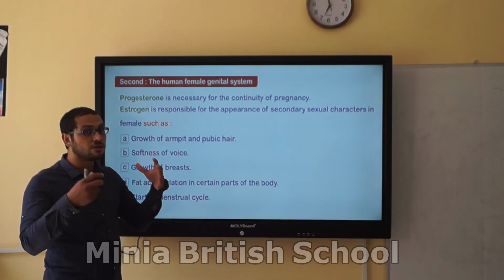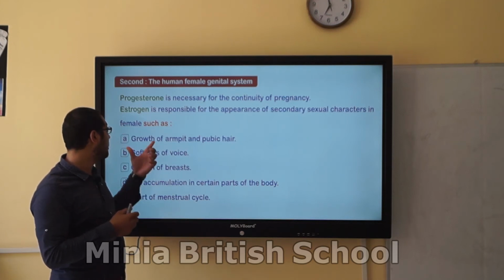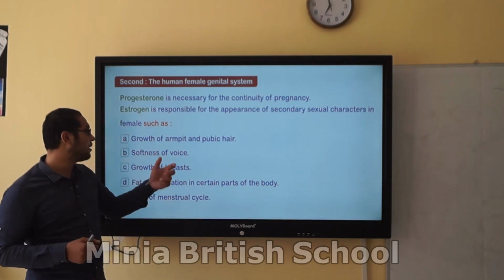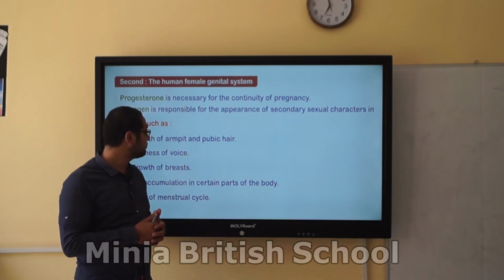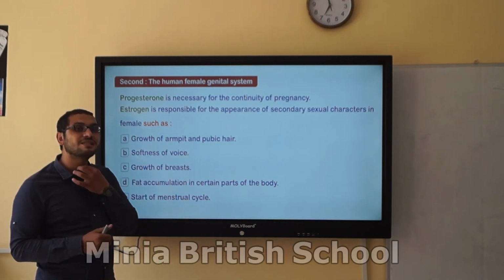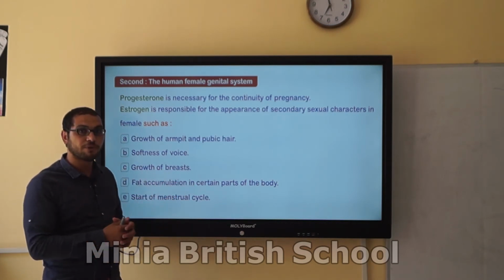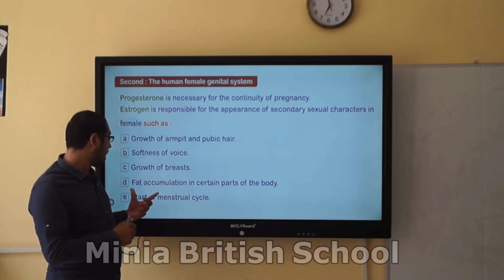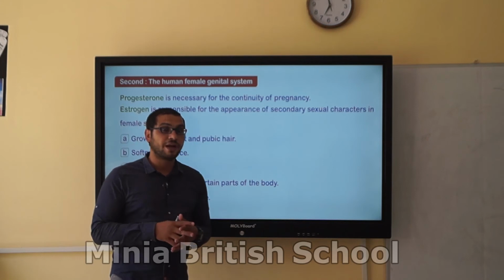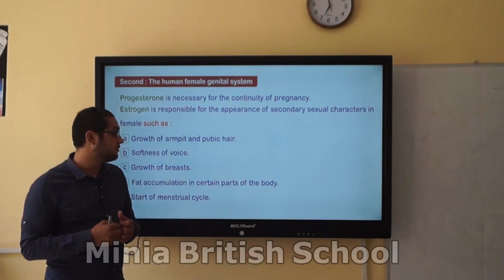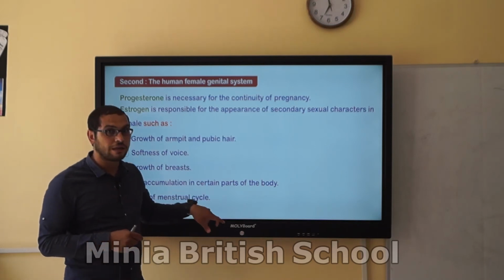So the signs of puberty in females: the first one, growth of armpit and pubic hair, softness of voice, growth and development of breasts, and also accumulation of fats in some body regions, and the start of the menstrual cycle.